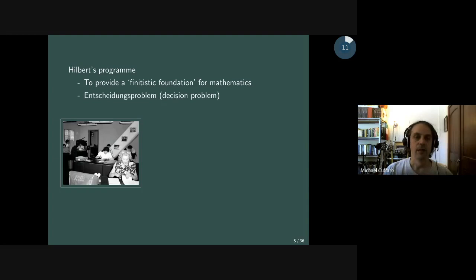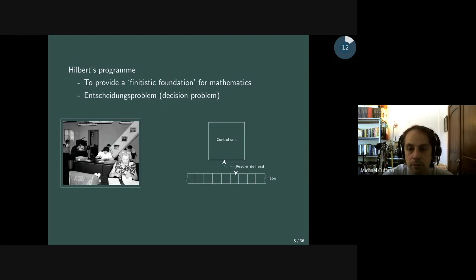One part of that program was the Entscheidungsproblem, which we talked about yesterday, the capital D decision problem, which is the problem to provide an effective procedure to determine for any arbitrary formula in first order logic whether that formula is provable or not provable from the axioms. And as I mentioned yesterday, Alan Turing famously argued that the Entscheidungsproblem was not solvable, and he founded his result on what is now called Turing's thesis, which is equivalent to Church's thesis.